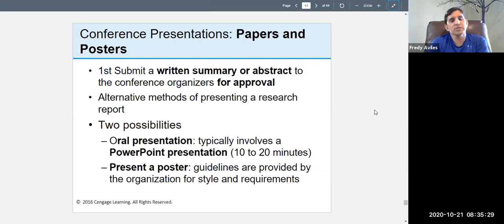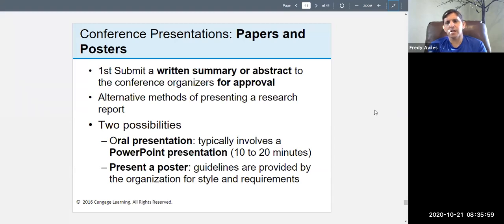In order to, of course, get accepted to do a presentation in the conference, you have to first submit a written summary or an abstract to the conference organizers for approval. You first have to submit a summary of your paper, a summary of your work, right? Your research study, or an abstract, which is also a summary, to the conference organizers, and then they'll decide whether they want to give you time to present yours.